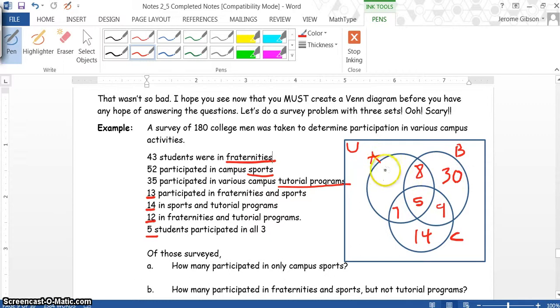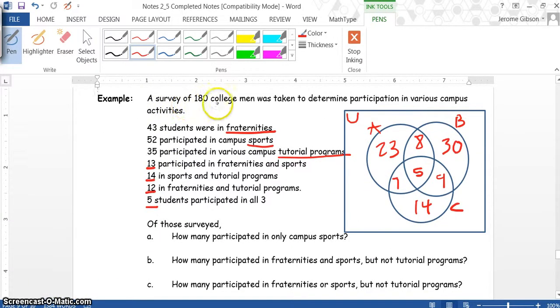Now we come here to A. It says 43 students were in fraternities. So we look here at all the values that involve fraternities. 8 and 5 is 13, plus 7 is 20. So that will leave us 23.